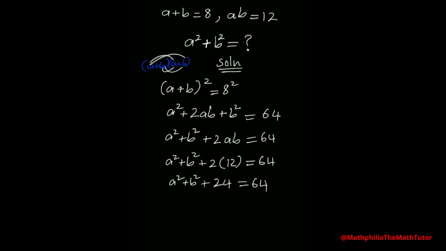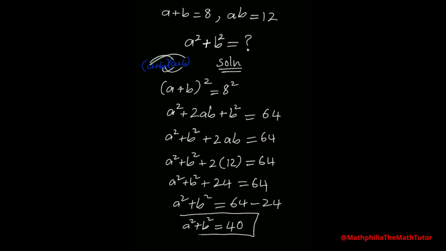Now, in order to have a squared plus b squared on its own, let's move 24 to the right-hand side. Then we'll have a squared plus b squared is equal to 64 minus 24. Then from there we have a squared plus b squared is equal to 40. And this is what the question asks us to find. Therefore, this is the final answer.